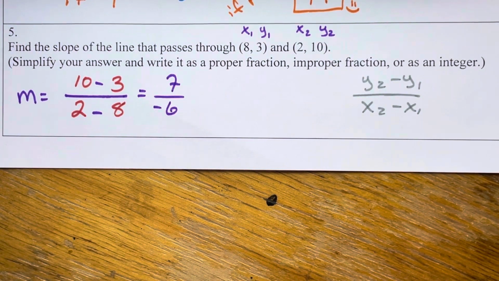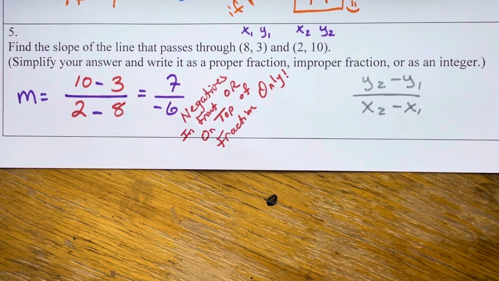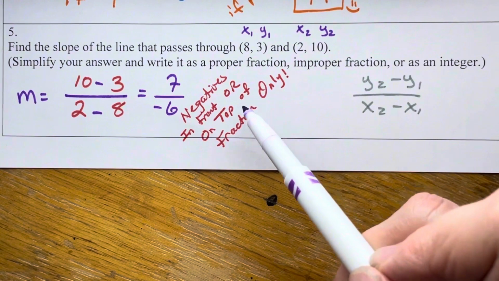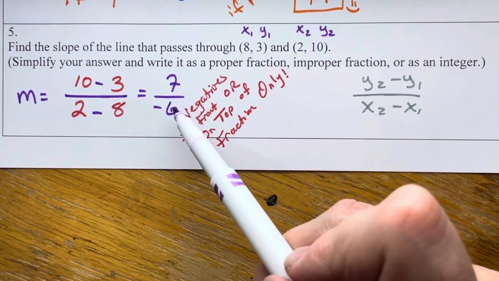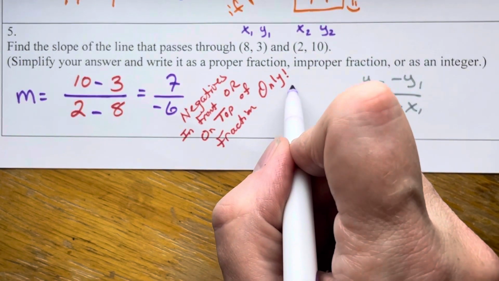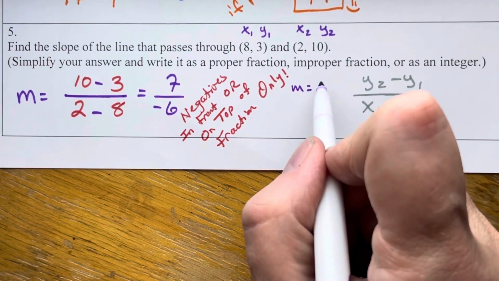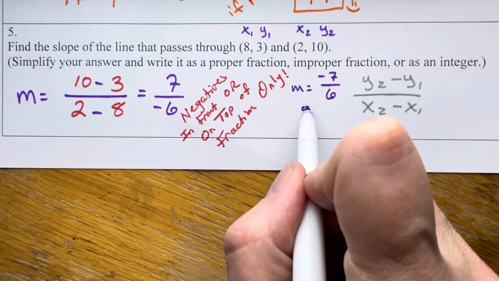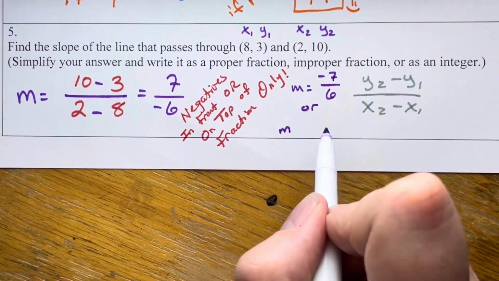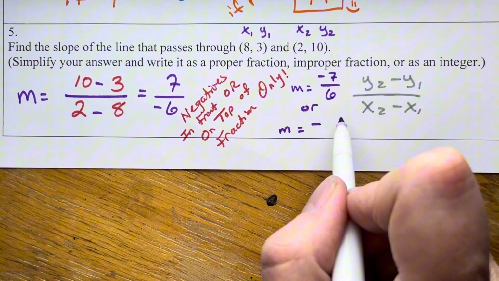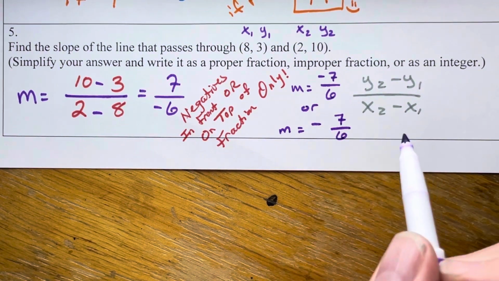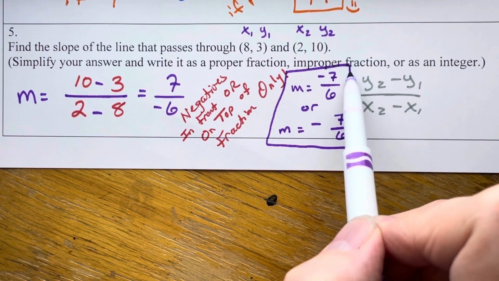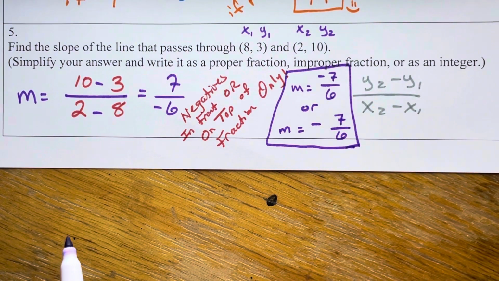And as we have already discussed multiple times, negatives can only be on top of or in front of a fraction. So truthfully, just for display purposes, you could write that this is negative 7 over 6, or you could write that this is negative 7/6. Either are correct, either are perfect and right and would be completely acceptable. So there you go.